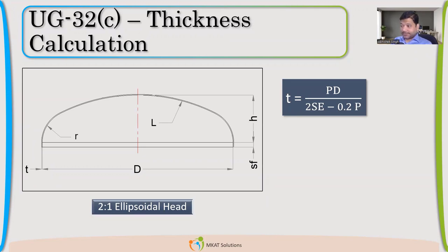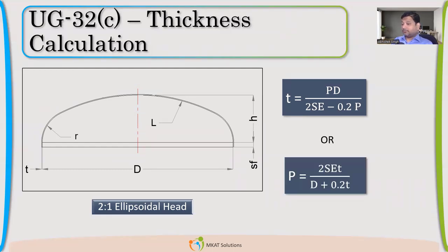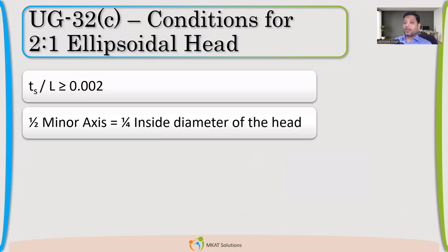Now let us talk about the thickness calculation, how we calculate. This is the formula given in UG32, PD divided by 2SE minus 0.2P, for a 2:1 ellipsoidal head. With the same formula, we can derive P also, when we calculate maximum allowable working pressure. But the thing to note here is this condition is applicable when your ts divided by L. What is L? L is the crown radius, inside crown radius. And what is that value for an ellipsoidal head? That is 0.9 times D. We just saw that, right?